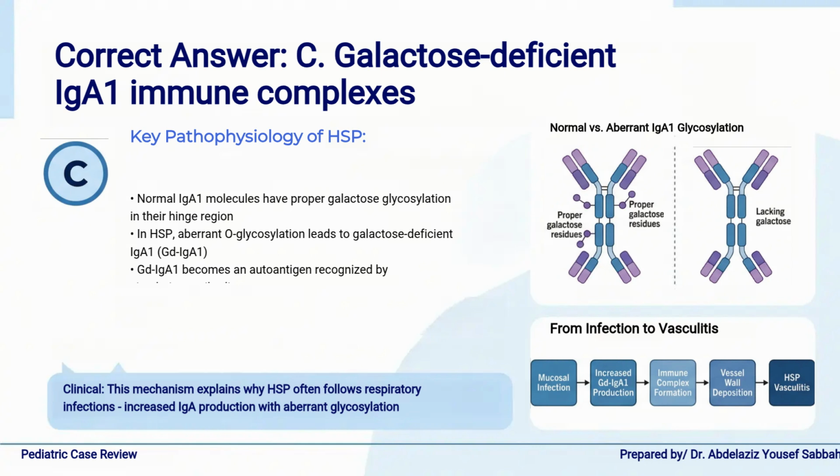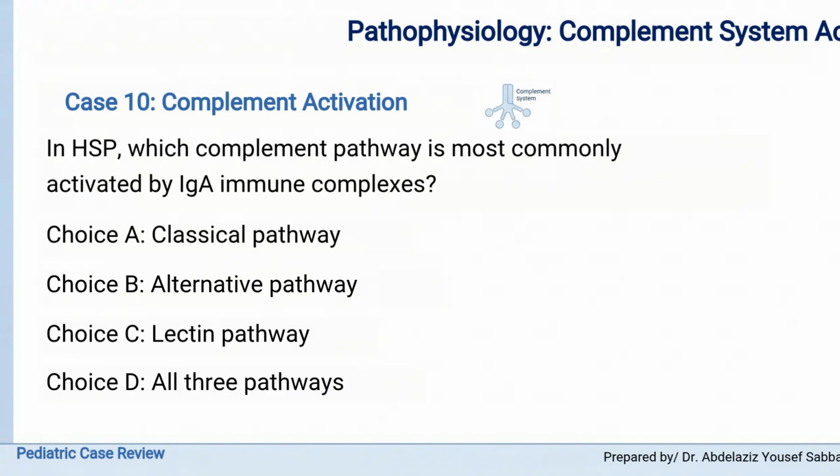These abnormal molecules become autoantigens that are recognized by circulating antibodies. The resulting pathogenic immune complexes deposit in the walls of small blood vessels. This triggers the inflammatory cascade that causes vasculitis in the skin, kidneys, and gastrointestinal tract. This mechanism also explains why Henoch-Schönlein Purpura so frequently follows respiratory infections, as increased immunoglobulin A production during infection drives aberrant glycosylation. Case 6. In Henoch-Schönlein Purpura, which complement pathway is most commonly activated by immunoglobulin immune complexes?